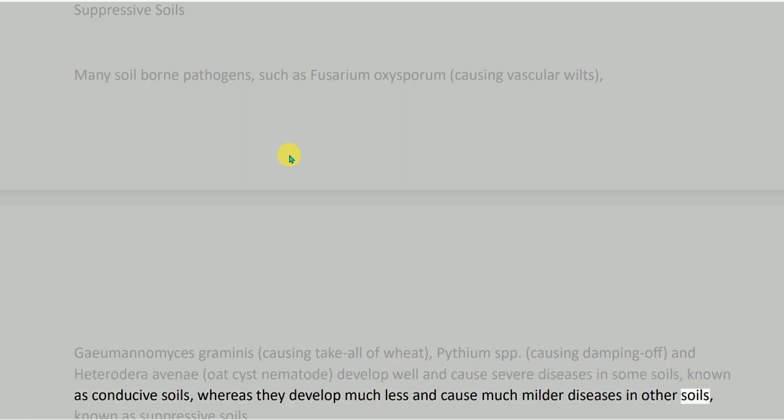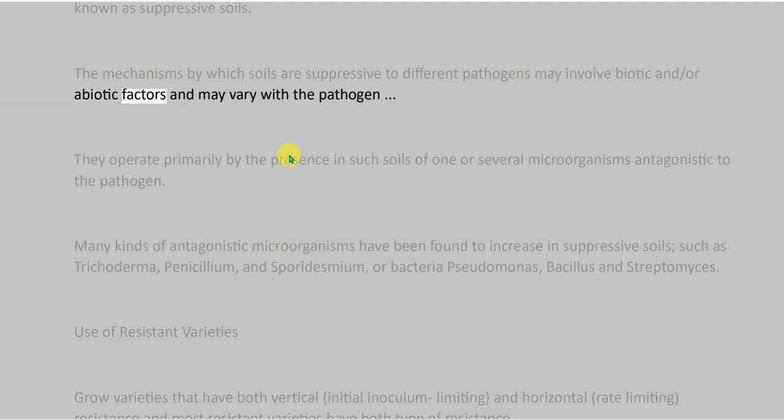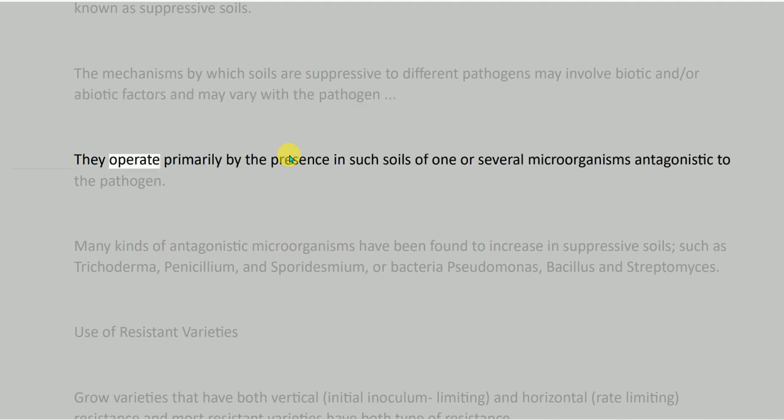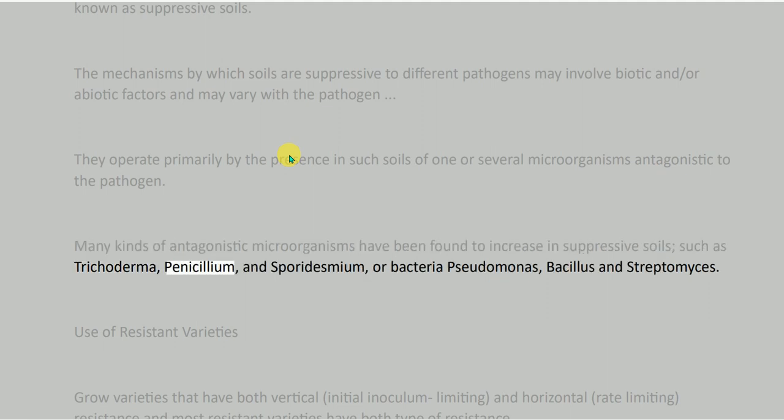The mechanisms by which soils are suppressive to different pathogens may involve biotic and/or abiotic factors and may vary with the pathogen. They operate primarily by the presence in such soils of one or several microorganisms antagonistic to the pathogen. Many kinds of antagonistic microorganisms have been found to increase in suppressive soils, such as the fungi Trichoderma, Penicillium and Sporidesmium, or the bacteria Pseudomonas, Bacillus and Streptomyces.